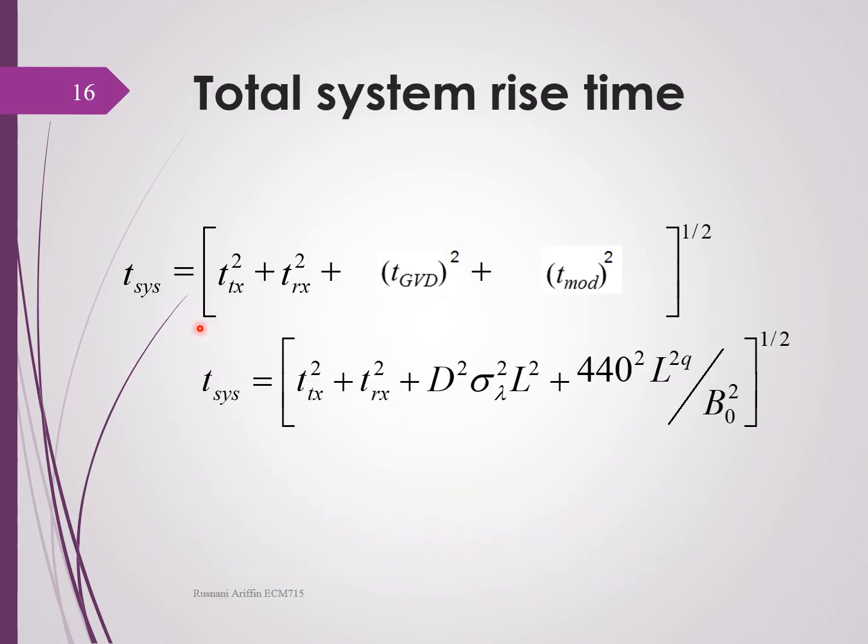This is the total rise time formula. You can see this is the total rise time. It is given by the transmitter rise time squared plus the receiver rise time squared plus the group velocity dispersion squared plus the modal dispersion squared, and the square root of all these values.